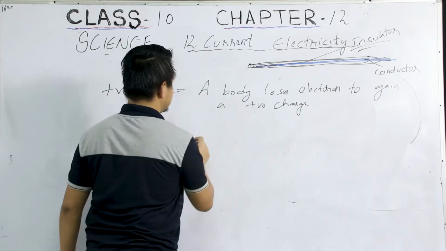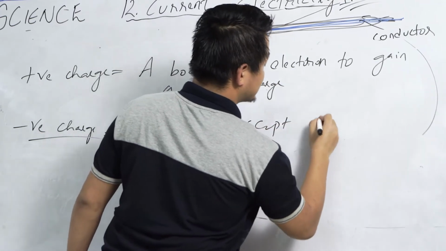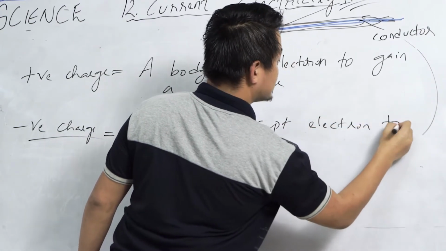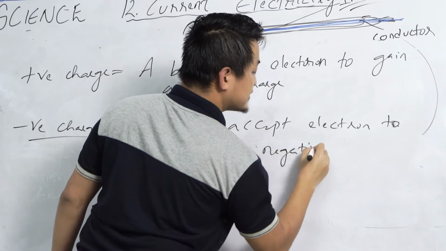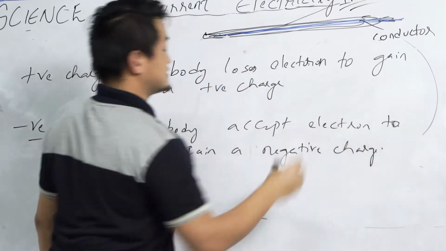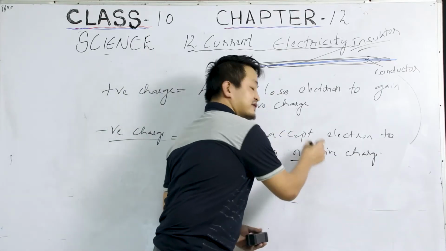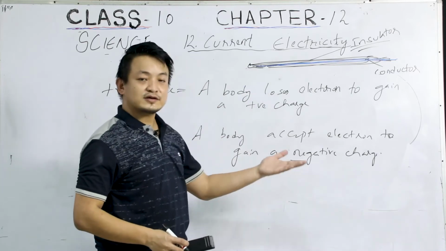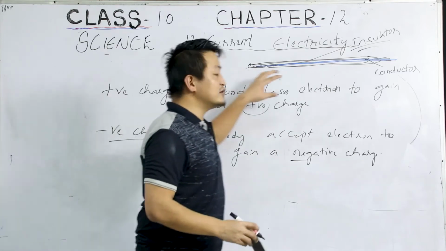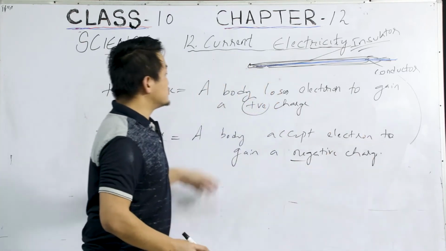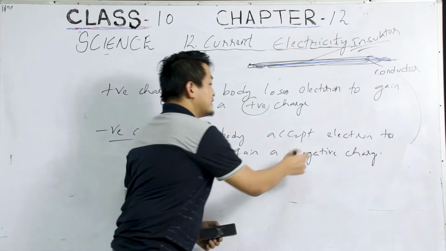Now, what about the negative charge? A body accepts electron to gain a negative charge. So students, taking means minus, but when I am donating, that is a positive. You think of it in that way. Positive charge means a body loses or donates electron to gain a positive charge, whereas negative charge means I'm taking, so that is a negative charge.